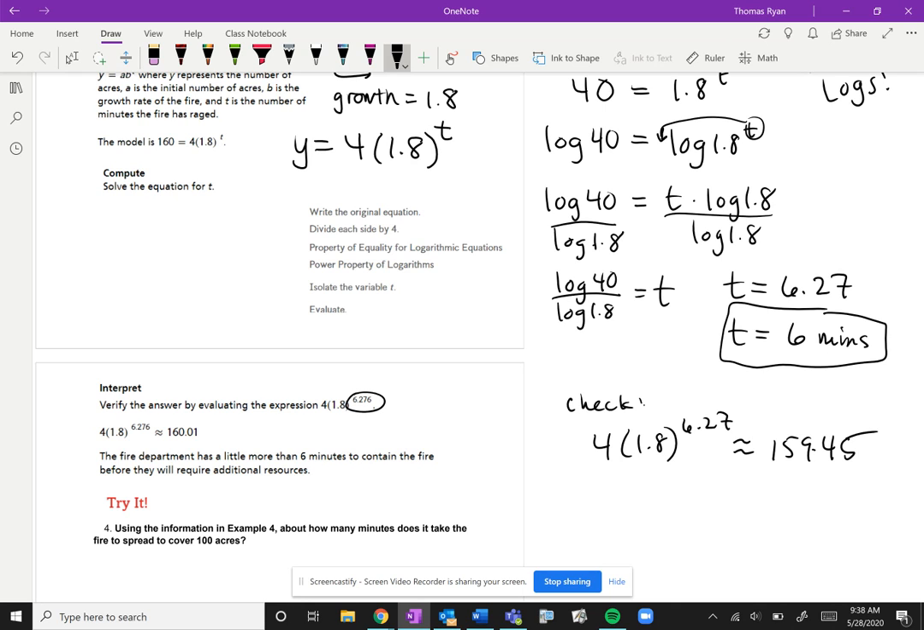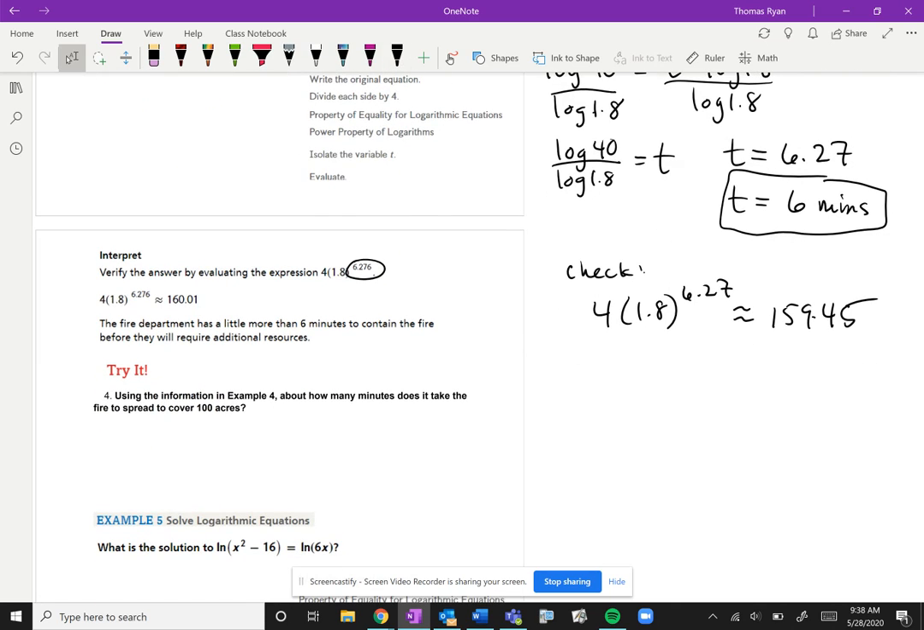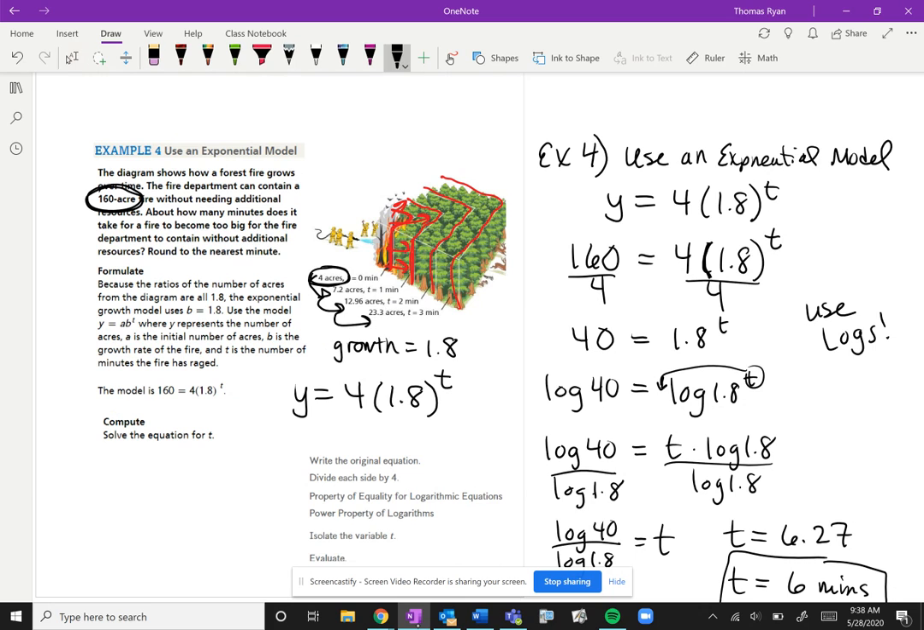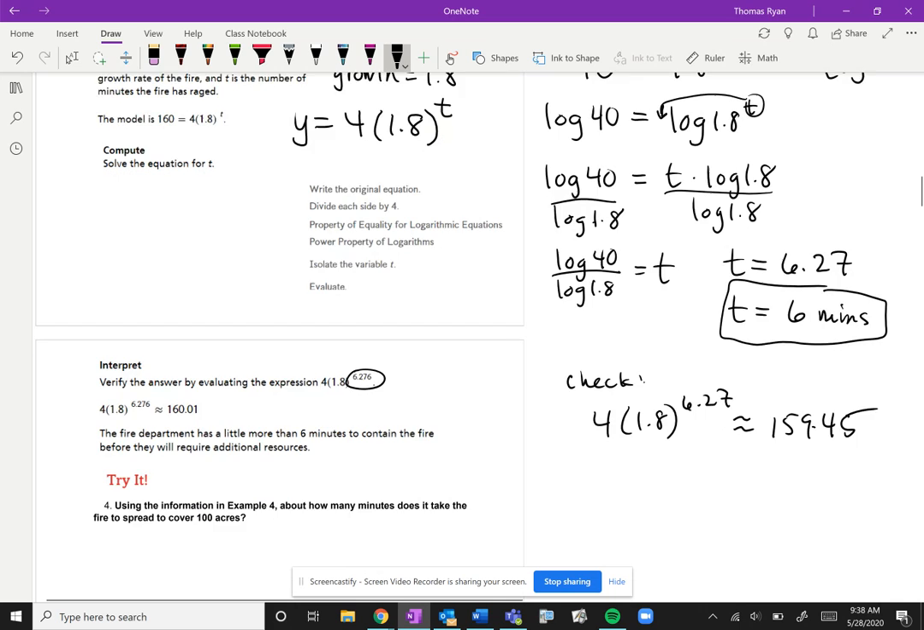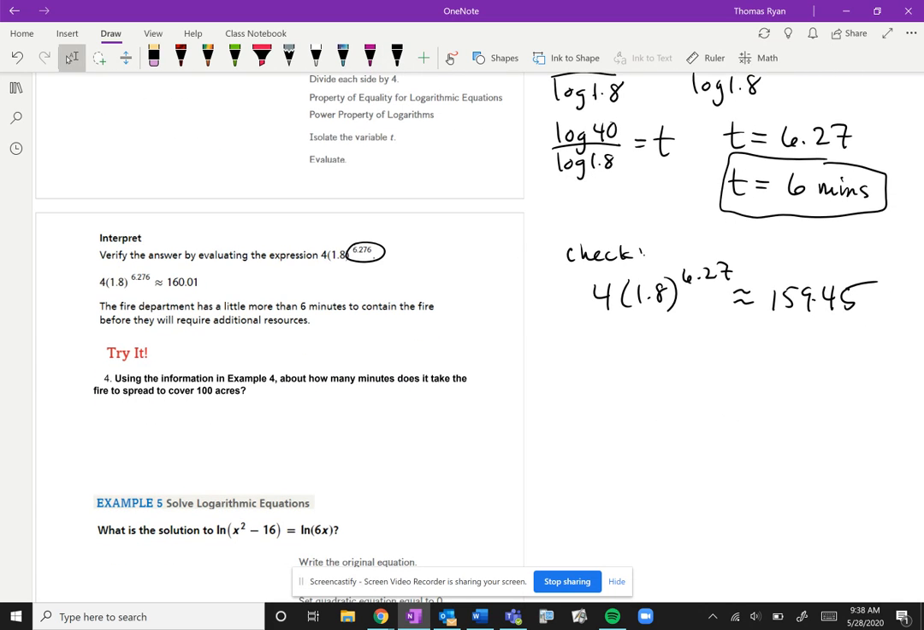So for the last thing, the try it, use this same formula, except you're talking about how long it takes over a different amount of acreage.